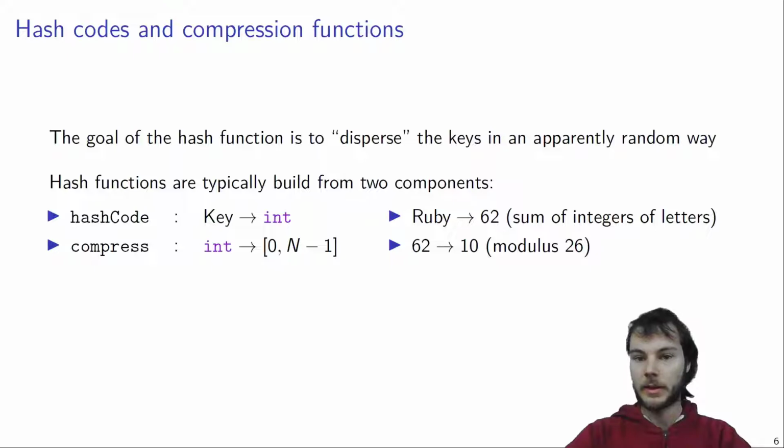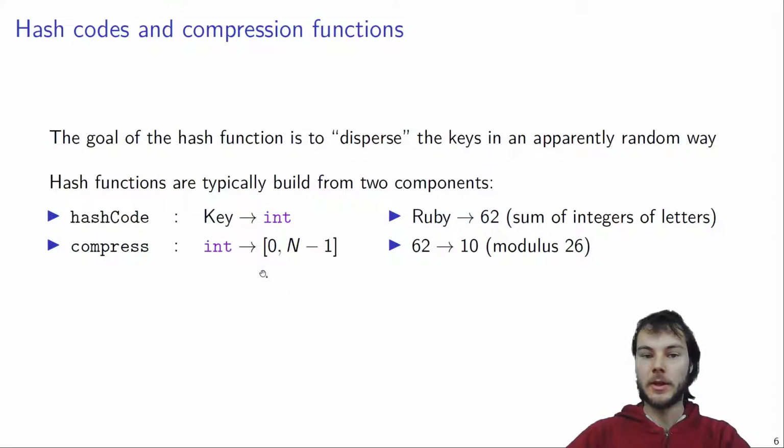So the two methods I showed you earlier are basically hash functions. That's what they're called. So the goal of these hash functions is to disperse the keys in as random a way as possible. Usually what we do is we split this hash function into two components, namely the hash code and the compress. What our hash function does is take a key, the name in that case, and convert it to an integer from 0 to n-1.